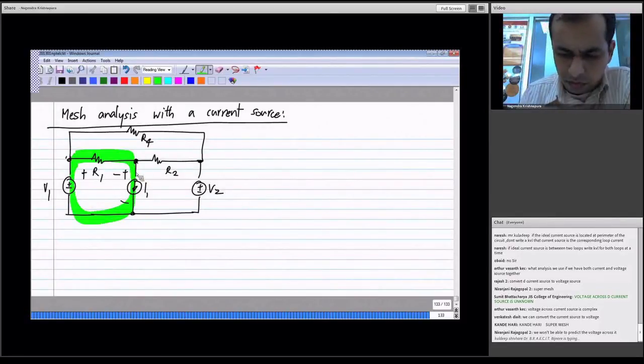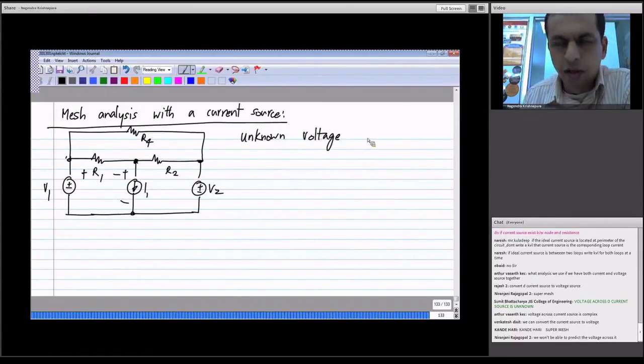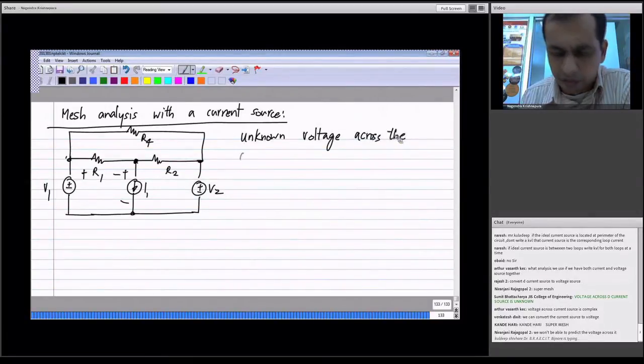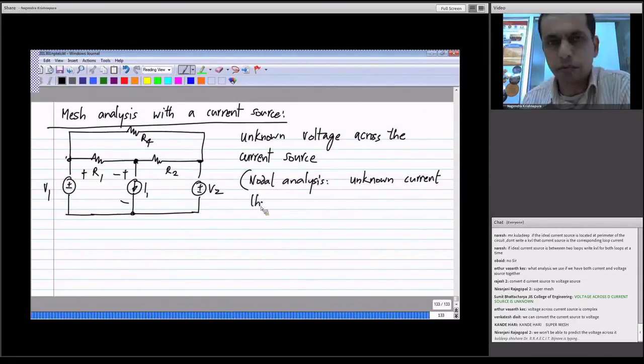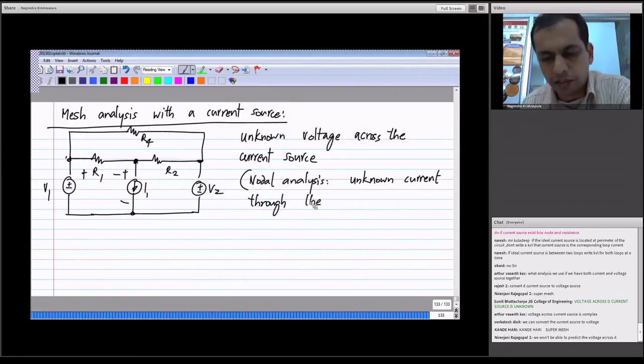So the problem is the unknown voltage across the current source. If you recall, when you had nodal analysis and voltage sources, you had the complication because of the unknown current through the voltage source. So this is the issue.